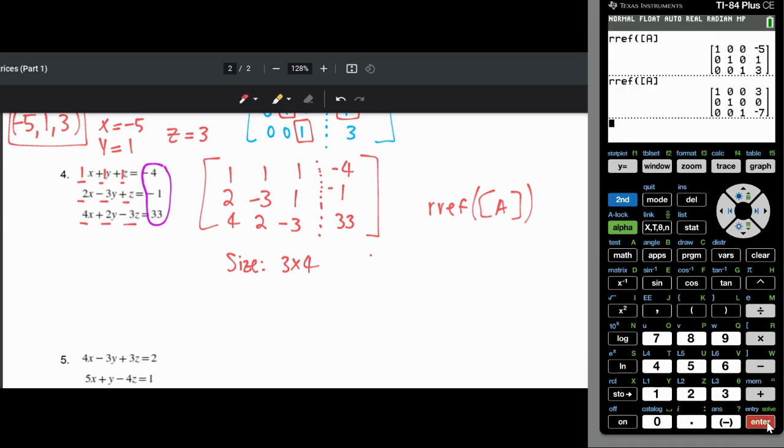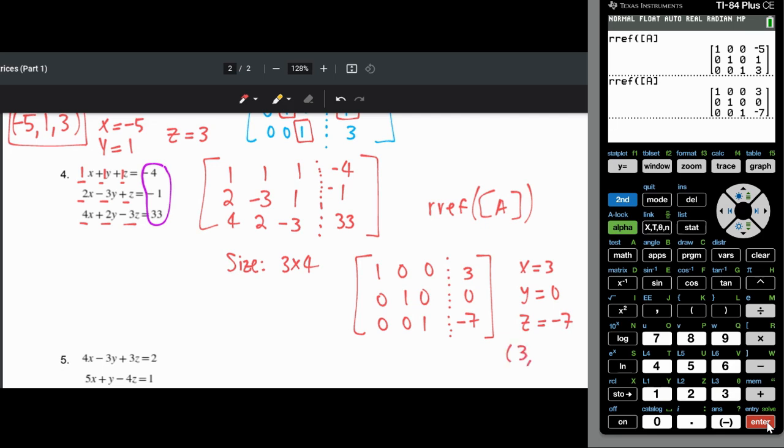And so this gives me an augmented matrix. So this augmented matrix tells me what the values of X, Y, and Z are. So this tells me that X is 3, Y equals 0, and Z equals negative 7. And my final answer is going to be as an ordered triple, so 3, 0, negative 7.